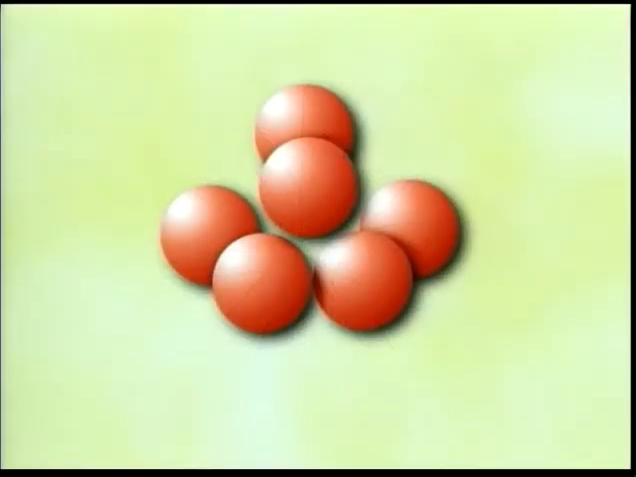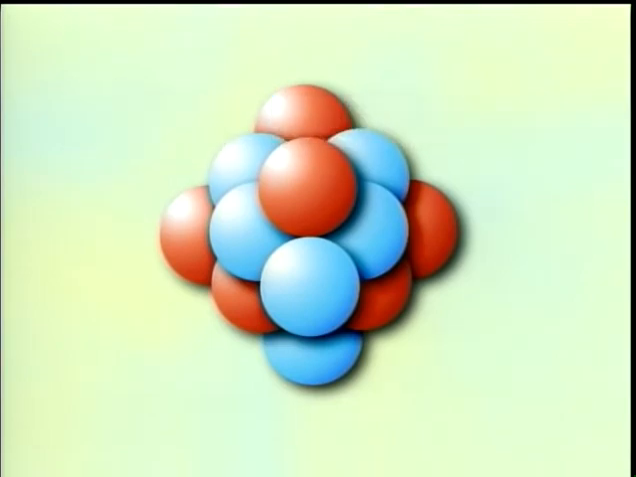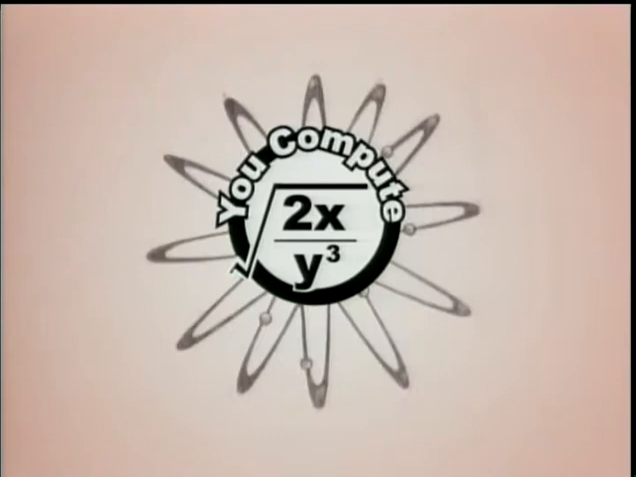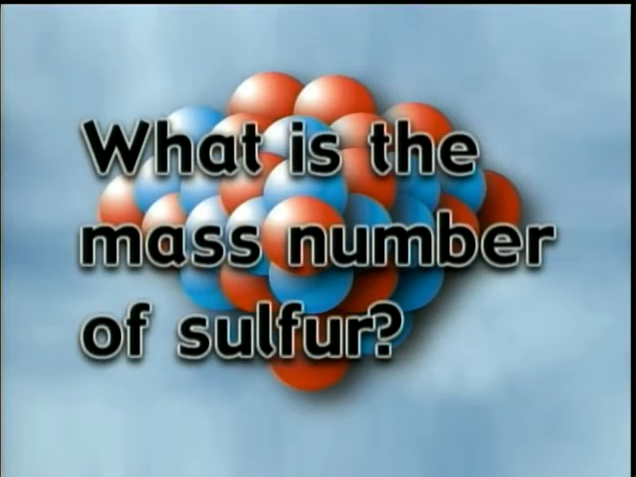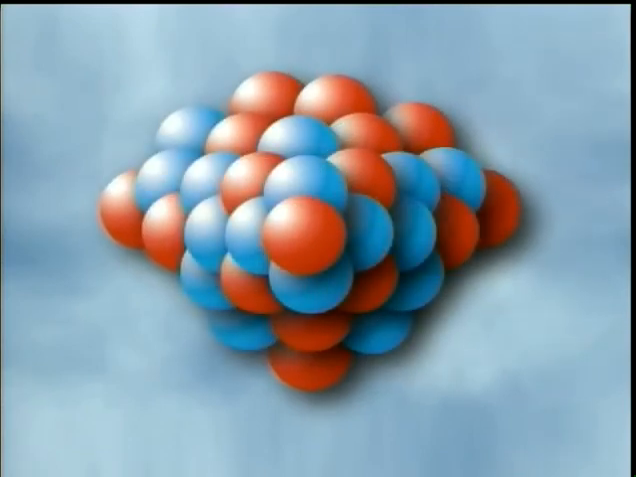The sum of the protons and neutrons of an atom is called the mass number. The element sulfur, found in this yellow stone, has 16 protons and 16 neutrons. You compute. What's the mass number of sulfur? The mass number of sulfur is achieved by adding 16 protons and 16 neutrons to get a mass number of 32.